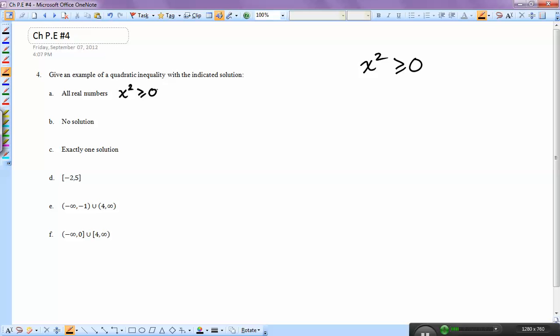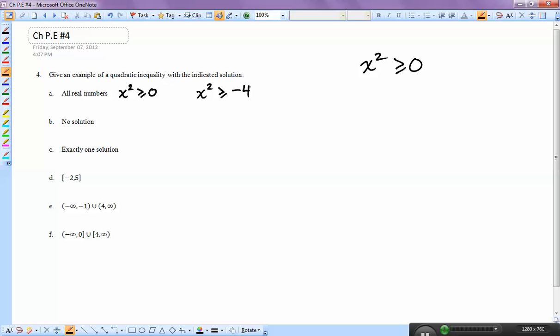In one of my classes, somebody once said, pick a negative number. Something like this. You could have also done x squared is greater than or equal to -4, because anything squared is always non-negative, so that works too.